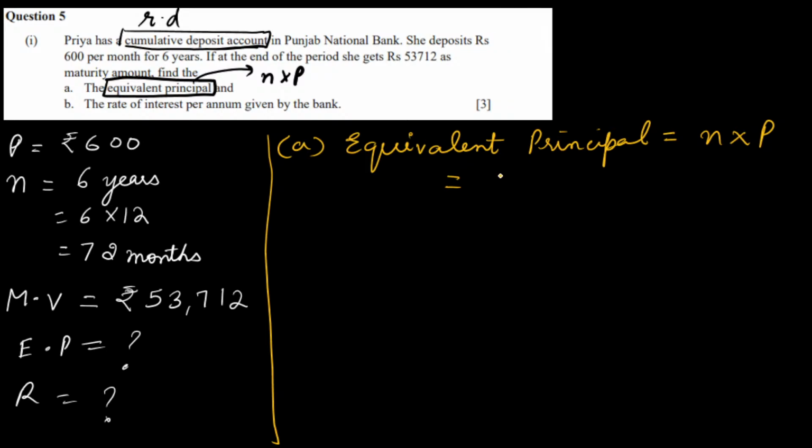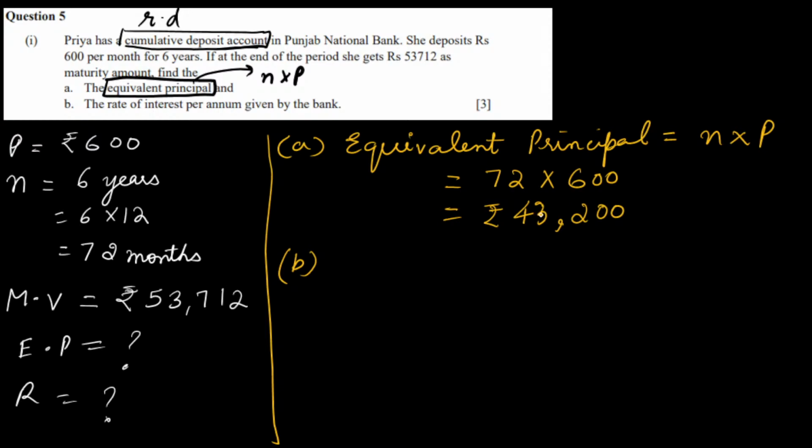So N we know it is 72 months, principal is 600. So if we multiply this, what we will get? 43,200. Is it correct? Because only one answer I got. Only I got one answer. And rate, you people started giving me rates answer. R is equals to 8%. So I'm not going to do any multiplication here because I got this answer 43,200. Okay, that means it's correct.